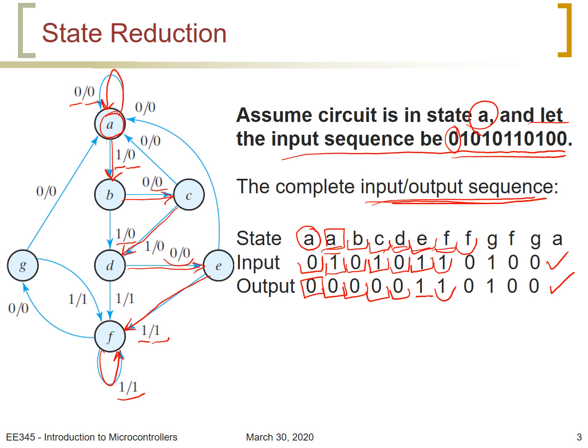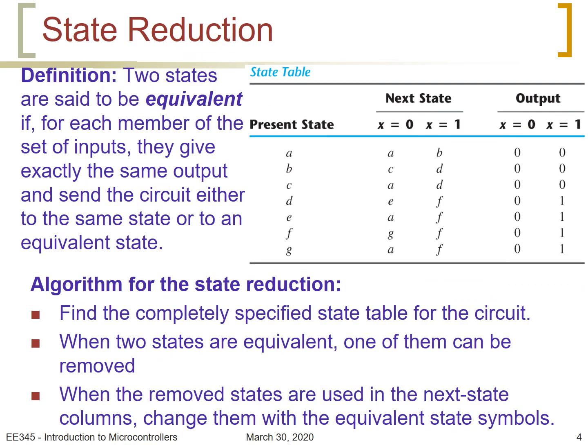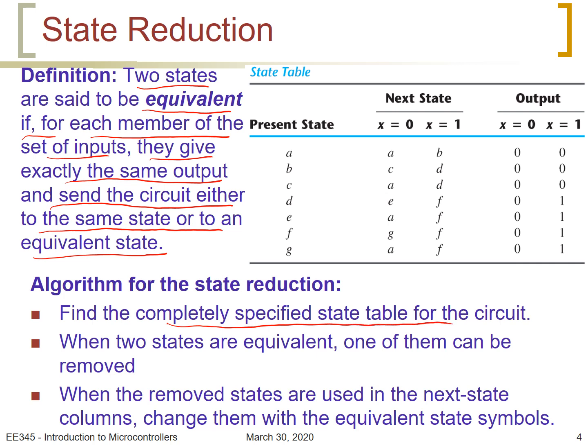Now, let us look at the state reduction. First, we define 2 states to be equivalent if for each member of the set of inputs, they give exactly the same output and send the circuit either to the same state or to an equivalent state. And the algorithm for state reduction is as follows. First, we find the completely specified state table for the circuit, as we can see here. This is derived from the previous state diagram directly. And second, when 2 states are equivalent, we keep only one of them and we remove the other. And when the removed states are used in the next state columns, we change them with the equivalent state symbols.